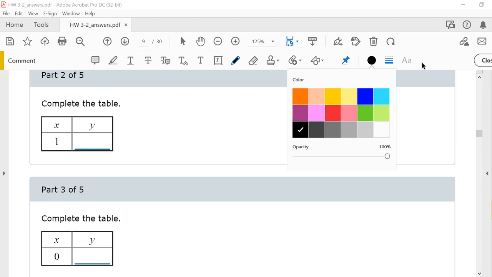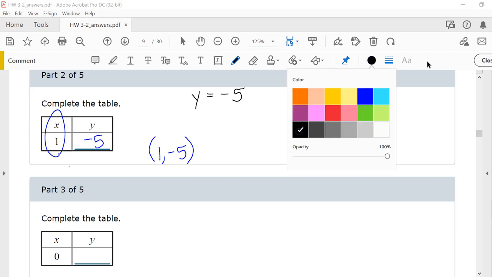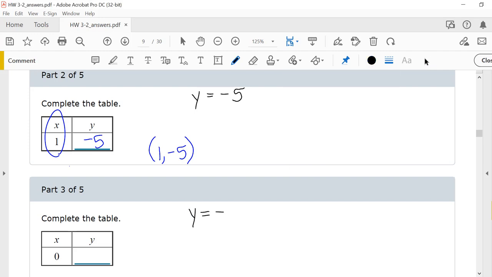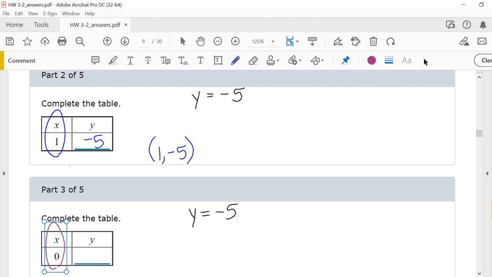Okay, for your next one, your equation again is y equals -5. They tell you your x value is 1. Well, there's nowhere to plug in 1 for x. But when x is 1, your equation tells you y equals -5. You have the point 1, -5. Last point, y is -5. They tell you your x value is 0. There's nowhere to plug 0 in for x, but it tells you that y is -5. So you have the point 0, -5.